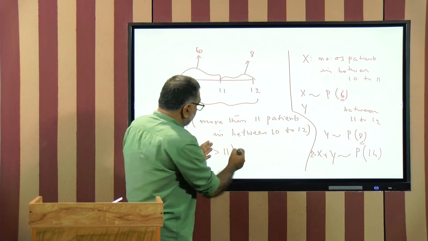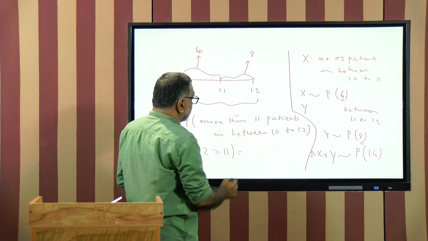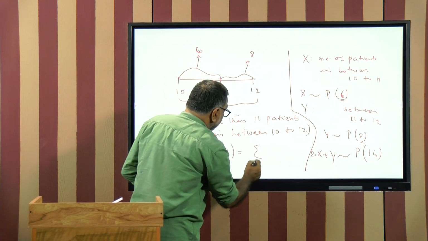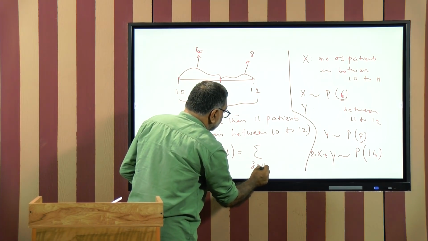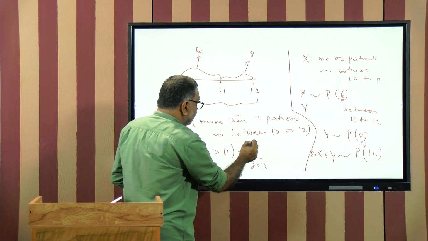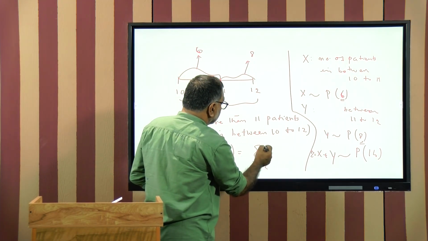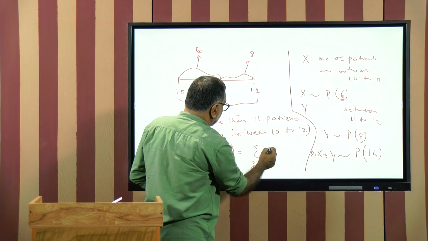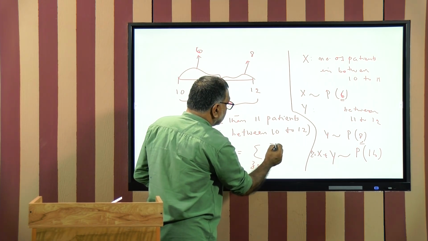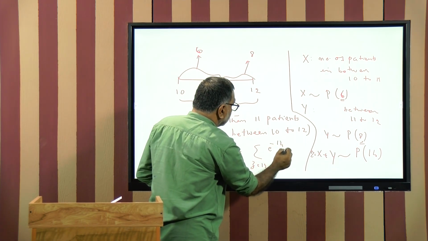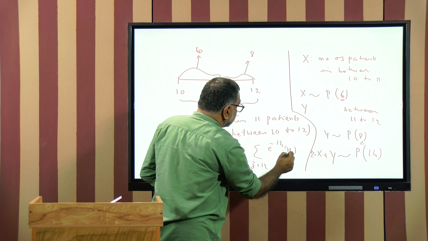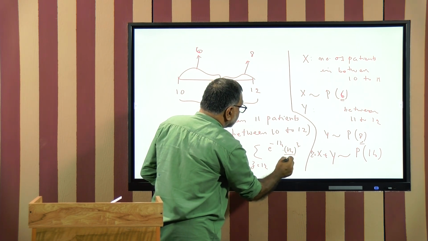So, come to the problem, probability of Z greater than 11, this is the sum over Z equal to 12 to infinity, of e power minus lambda, that is 14, power Z divided by Z factorial.